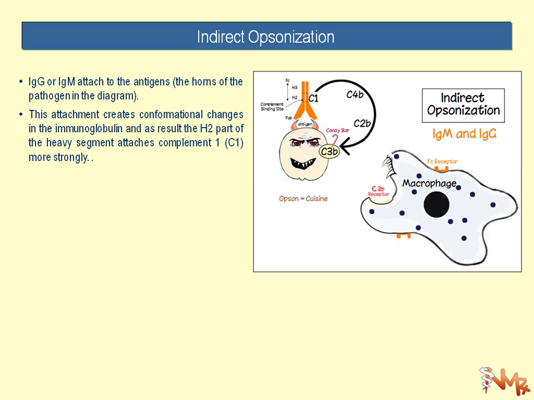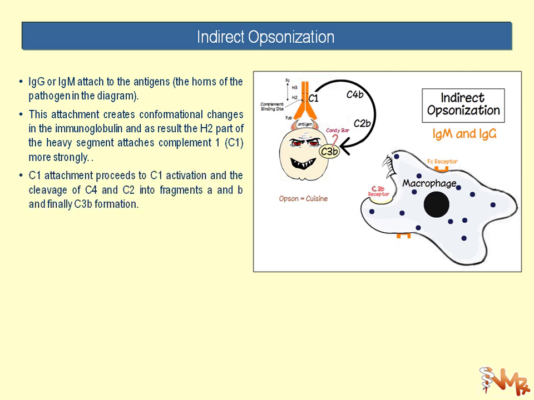Here is what I want you to remember, which is important. This attachment creates conformational changes in the immunoglobulin, and as a result, the segment 2 of the heavy chain undergoes conformational changes. And now it can attach complement 1. So as you see in the diagram, now complement 1 has attached to the H2 part. C1 attachment proceeds to C1 activation and sequentially cleavage of complement 4 and complement 2 into fragments A and B of complement 4 and complement 2. And finally, as you see in the diagram, we're going to make fragment B of the complement 3.